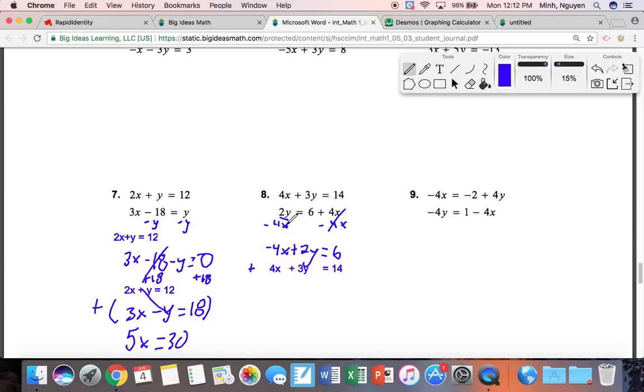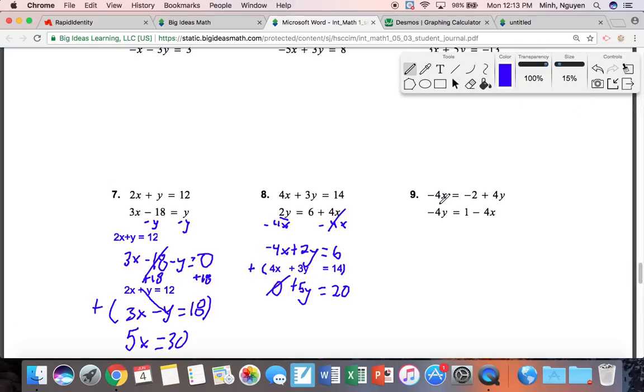So this is just from the beginning. This is after I modified that equation. Plus 0 plus 5y, so really you just cross it out, equals 20. Divide both sides by 5, you get y equals 4.